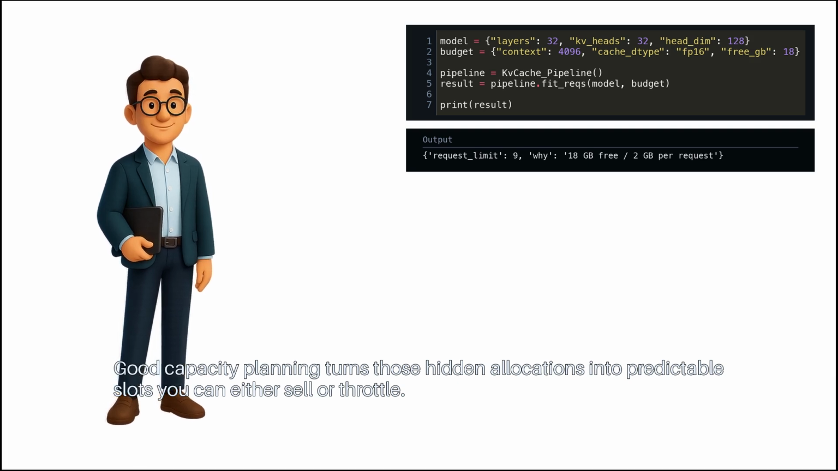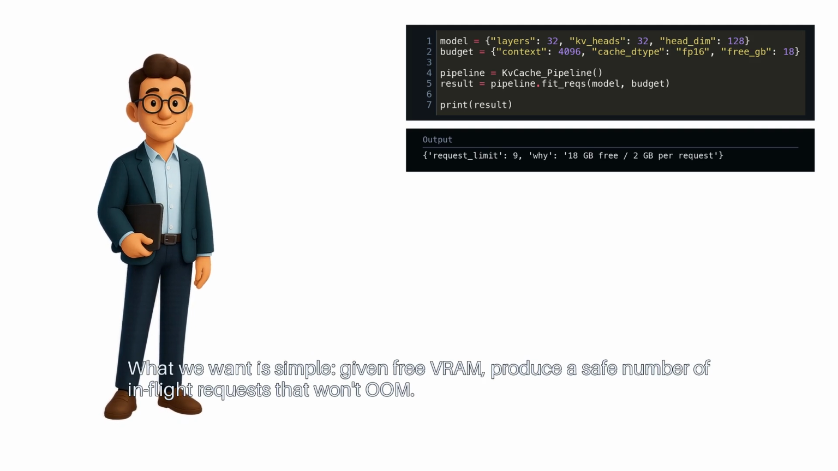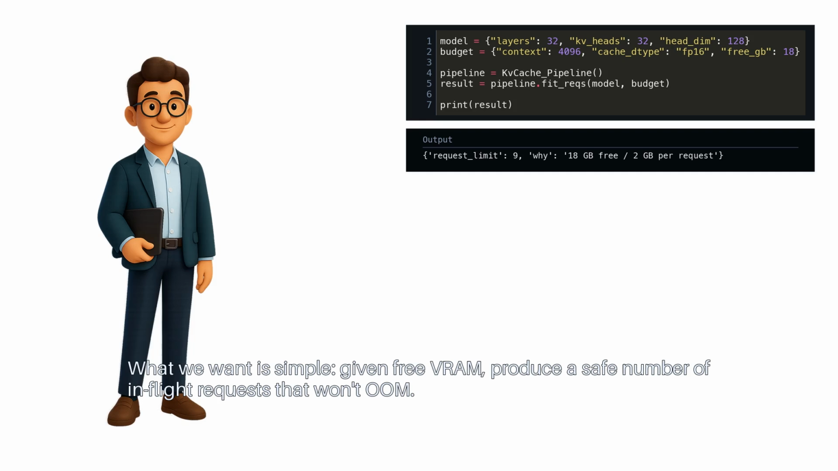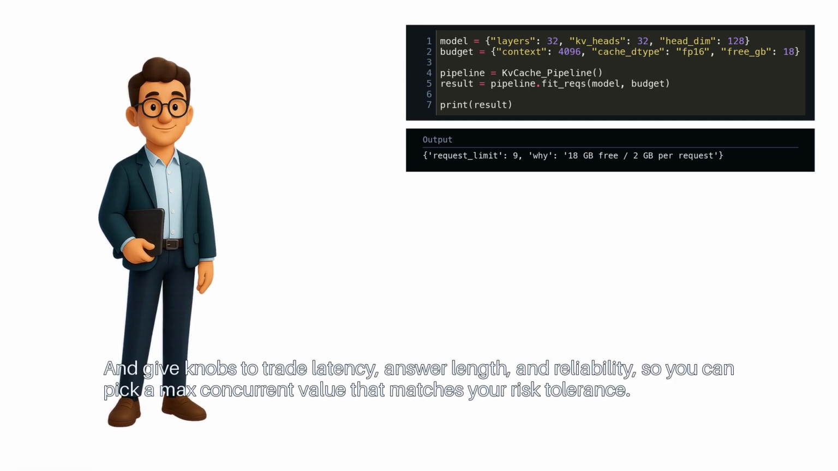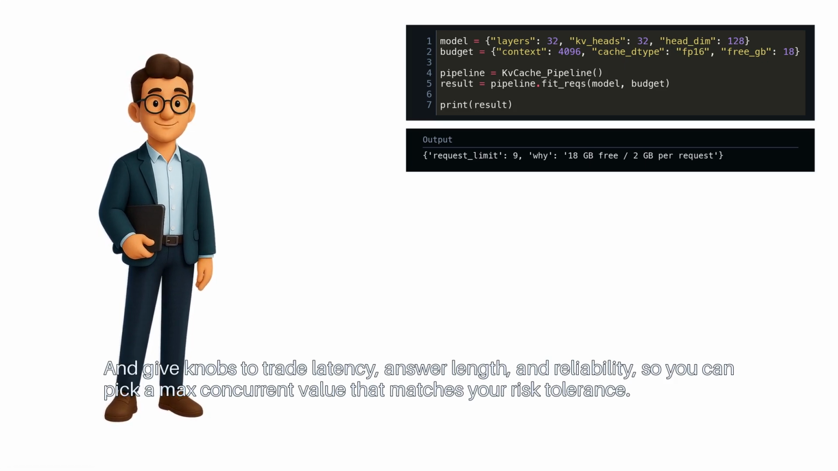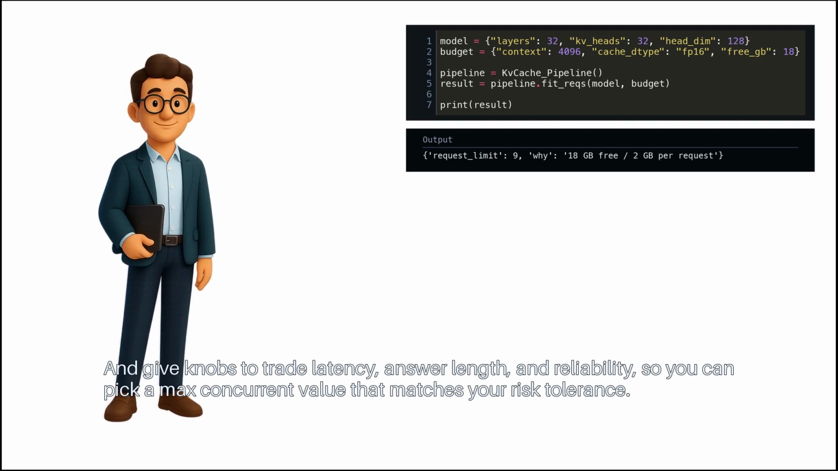You can either sell or throttle. What we want is simple. Given free VRAM, produce a safe number of in-flight requests that won't OOM, and give knobs to trade latency, answer length, and reliability, so you can pick a max concurrent value that matches your risk tolerance.